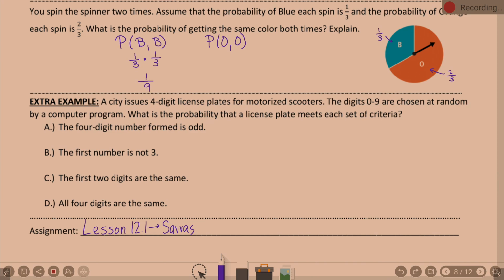Okay? Repeat the process for orange. What's the probability of getting an orange on the first go round? 2/3. If you spin again, what's the probability of getting orange? 2/3. 2/3 times 2/3 is 4/9. Okay. Take these two probabilities and you are adding them. 1/9 plus 4/9 is 5/9. And I just have that one as a fraction.